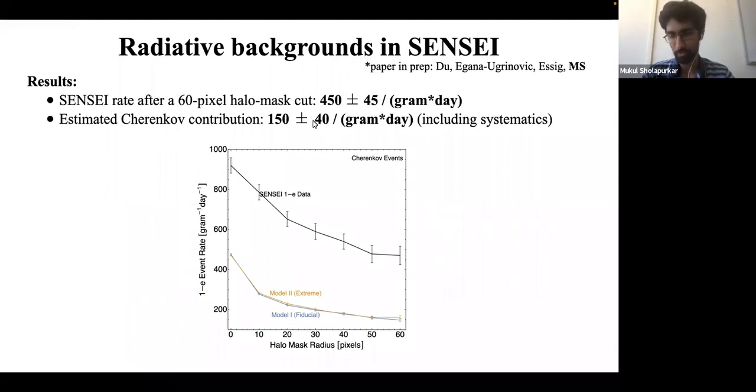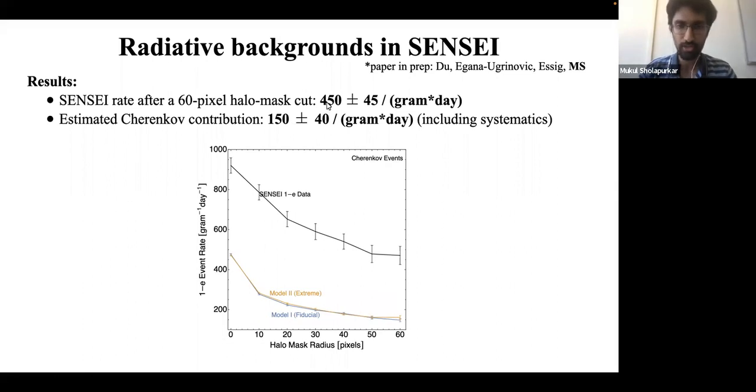There is, of course, some systematic uncertainty on this because some of the details, like the absorption coefficients of some small layers and so on, there is still some uncertainty on what's the right values to use, how pure these things are, and so on. So there are some systematic uncertainties, but still it's roughly 150 one-electron events per gram-day.